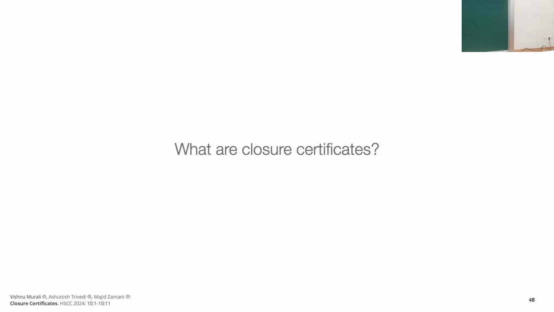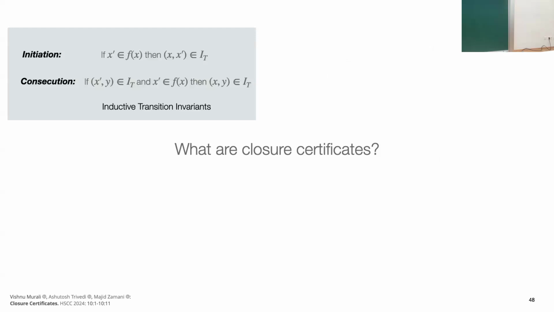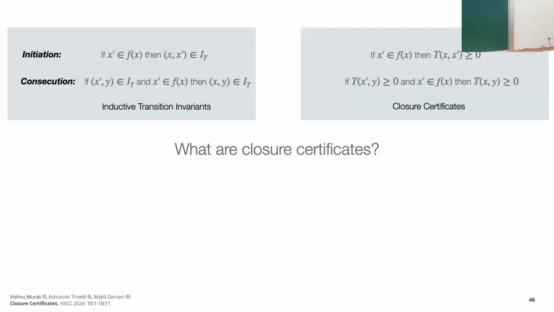Closure certificate is something that we have recently introduced, and it's a play on how you have barrier certificates. Closure certificates capture your transitive closure, right? So you can think of your inductive transition invariants, right? If you have all of the concrete transitions, they are in the inductive transition invariant, and then if you have some pair of states in the inductive transition invariant, and then you could make a concrete transition, that would be in the inductive transition invariant, right? Closure certificates capture that using a function.